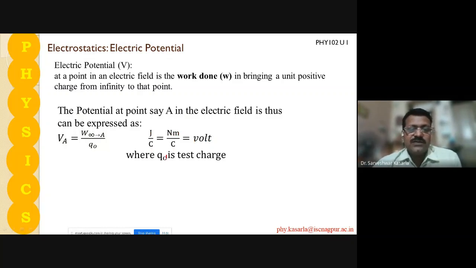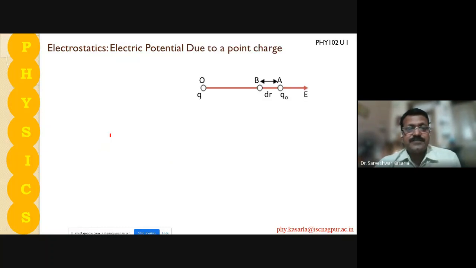And here we say q0 is the test charge. If this charge is 1 coulomb, this will be 1, and it will be simply the work done in bringing a unit charge from infinity to that particular point. So voltage, or say potential, is nothing but the work done only. So it is a scalar quantity.